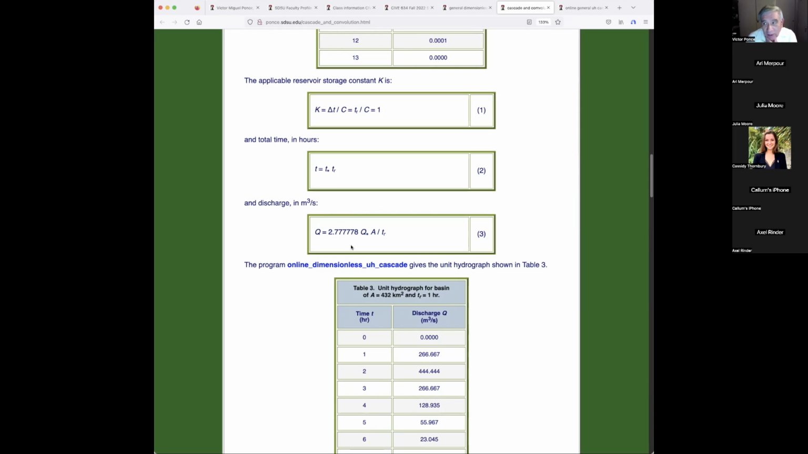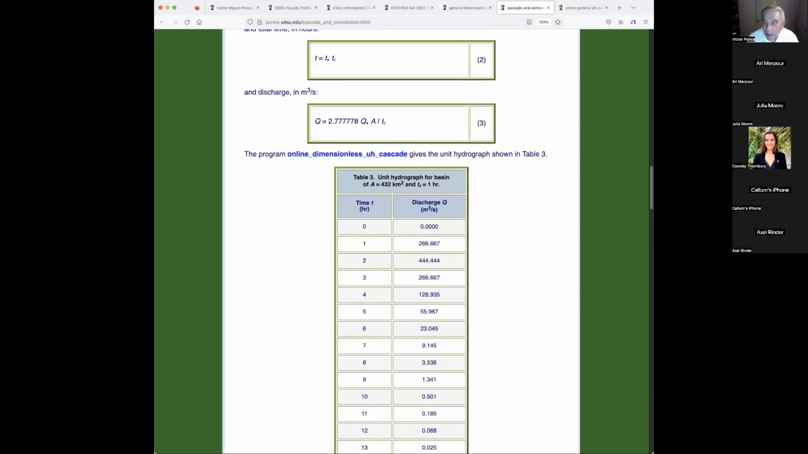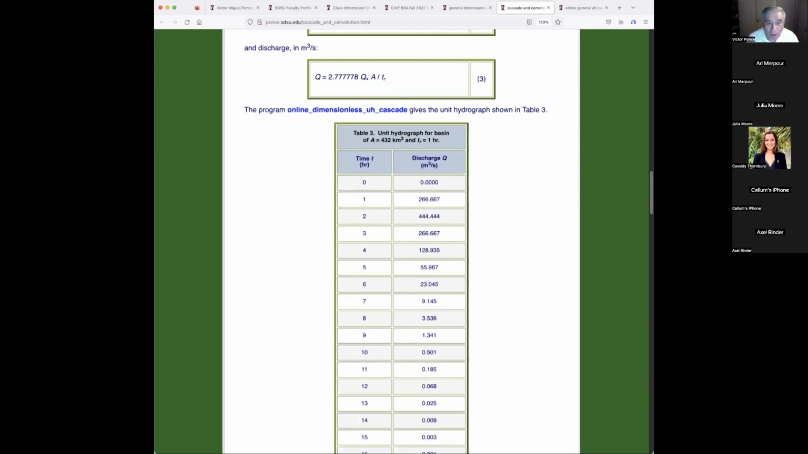Remember what I said the other day, that if these two numbers, 2 and 3, are not picked up correctly, the system's not going to work. You have to pick up the right dimensionalizing or non-dimensionalizing parameters. And we did that because we know how this is done. We've done it many times. We've been in dark corners many times. So we already know. Now the program Online Dimensionless UH Cascade gives the unit hydrograph shown in table 3.